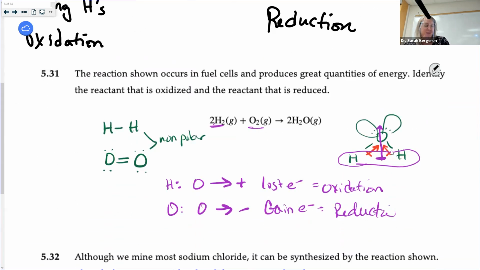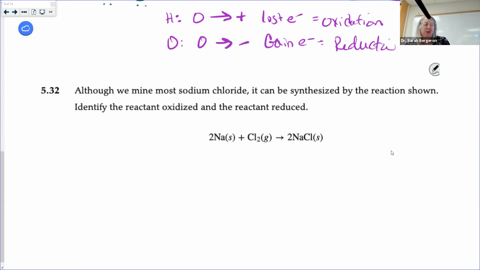Okay. So let's try another one where we talk about identifying oxidized and reduced. So although we mine most sodium chloride, what is sodium chloride? Salt. It can be synthesized by the reaction shown. Identify the reactant oxidized and the reactant reduced. So I'm asked about the reactants. So let's write out just the reactants and talk about what happens.